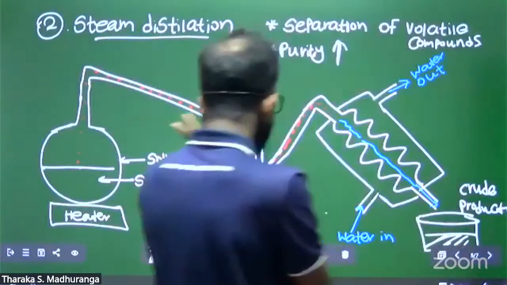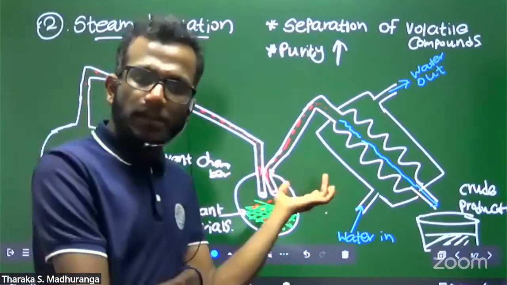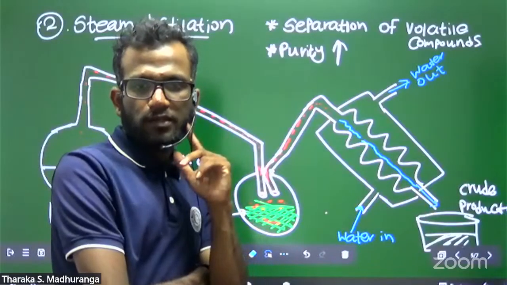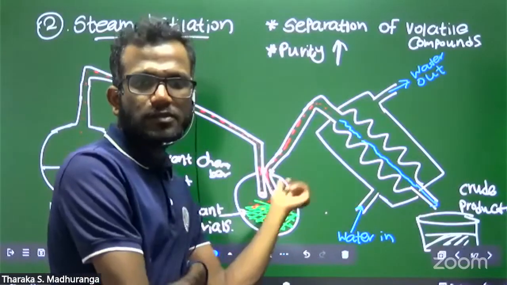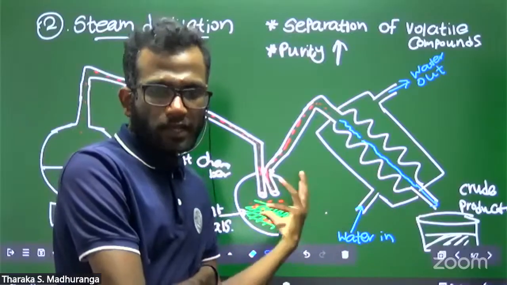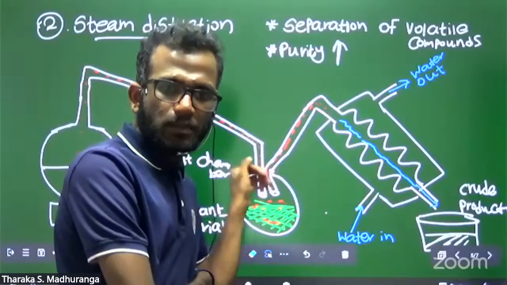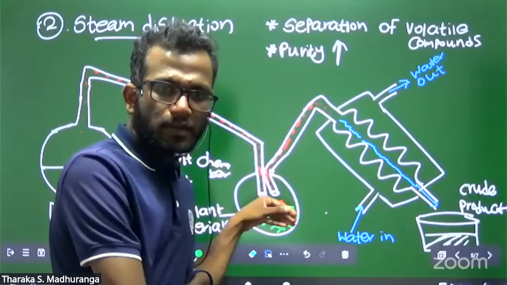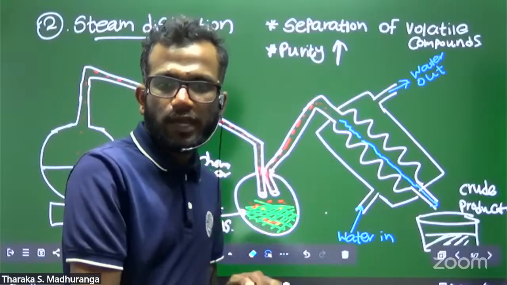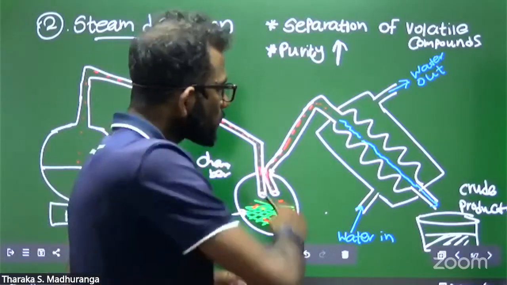The question, sir, what is the reason for higher purity of the end product in steam distillation? Higher purity means what I told. In steam distillation, only volatile compounds go to the crude product. Non-volatile compounds, it's impossible to go. If it is vaporized with the solvent vapor, it should be a volatile compound.